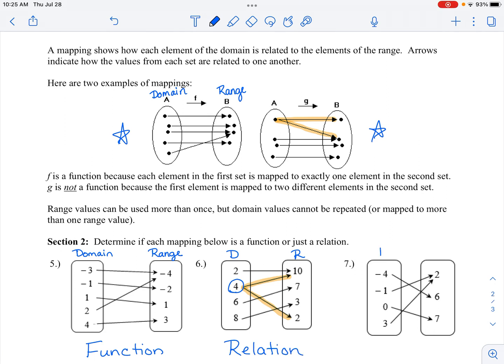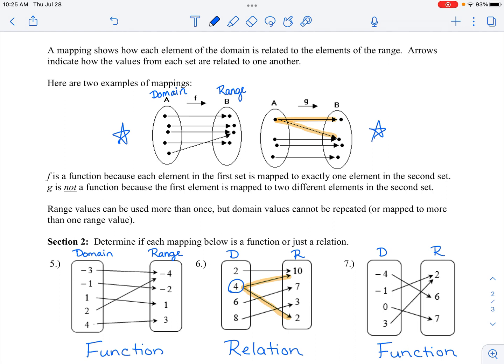And then for problem number 7, domain and range. When I look at the arrows, I have one arrow coming out of the -4, one arrow coming out of the -1, one arrow coming out of the 0, one arrow coming out of the 3. Every X has only one arrow coming out of it, meaning it's paired with only one other number. This is going to be another function. Okay, so that's identifying relations and functions from a mapping. Remember, domain is first, range is always second.